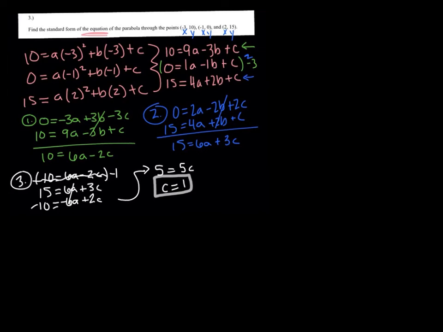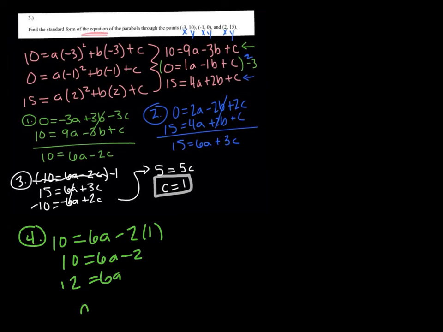So, continuing on. Now that we have C, again, we can substitute it into either one of these two equations that you guys solved for. I'm going to plug it into that first one. So 10 equals 6 times A, which we're solving for, minus 2 times C, which is 1. So 10 equals 6A minus 2, add the 2. 12 equals 6A, divide by 6, and A is 2.